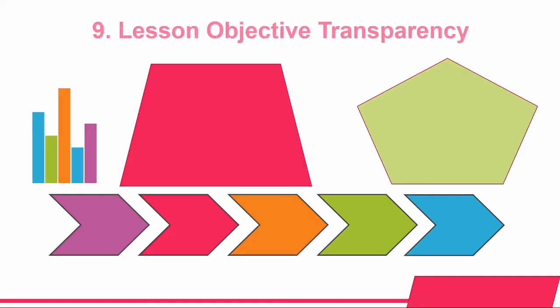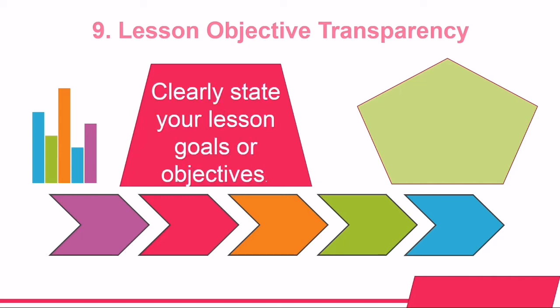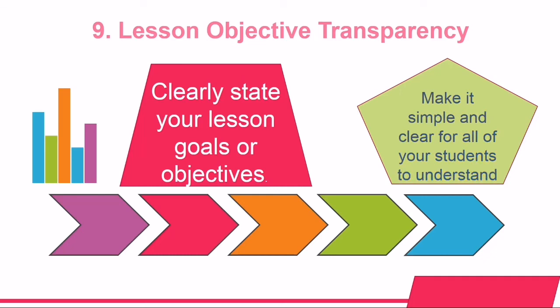Number 9. Lesson objective transparency. Rather than letting your students figure out what they should be learning on their own, just tell them. Clearly state your lesson's goals and objectives. You could announce it in class or write it on the board. Just make it simple and clear for all of your students to understand. Then they know what they are working toward and what they should know by the end of the class.